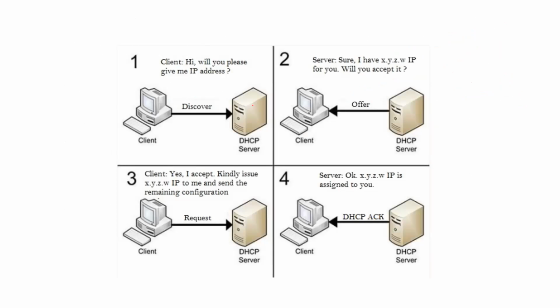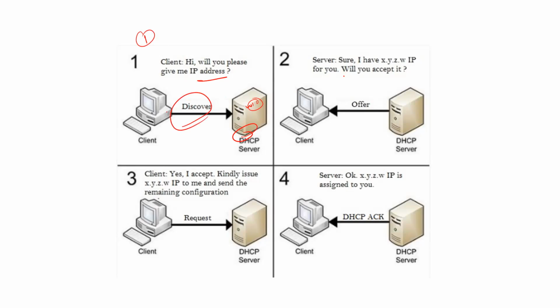So a client is connecting to a DHCP server. Consider Wi-Fi. The client will send a request saying, hi, will you please give me an IP address? It will discover the DHCP server to get the IP address. That is called the discover process.